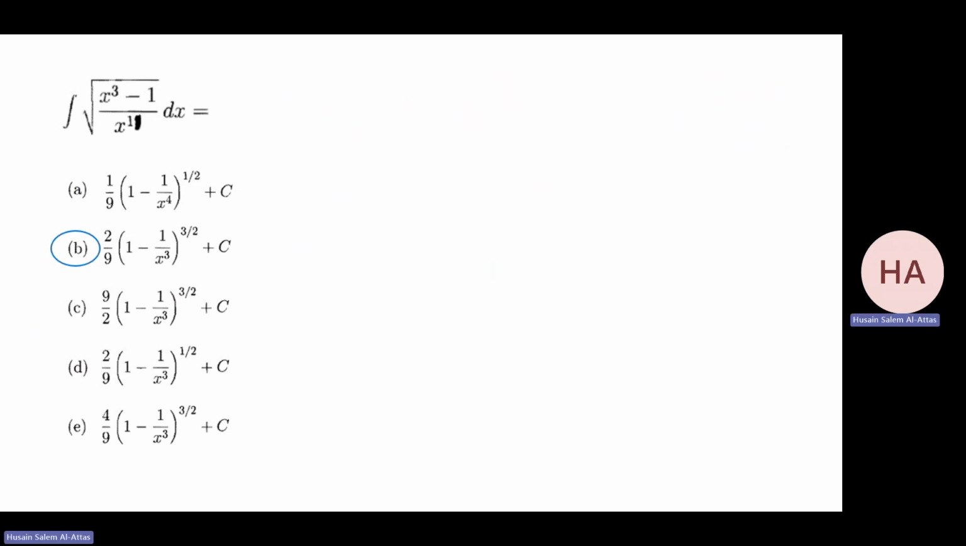X cubed minus 1 over x to the power 11. Okay. Yeah. The trick is I can split this into x to the power 3, x to the power 8. Well, this x to the power 8 I can take it out as 1 over x to the power 4.